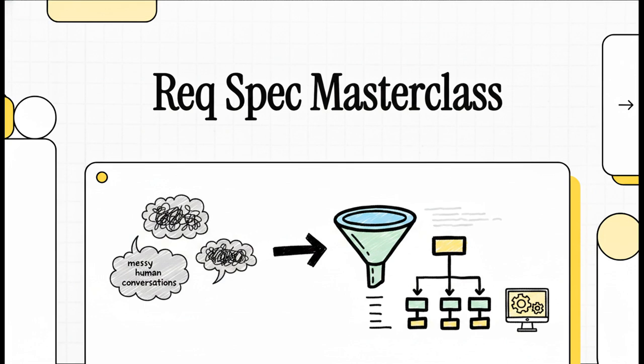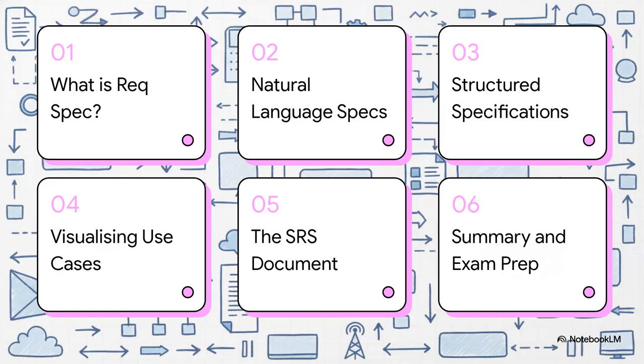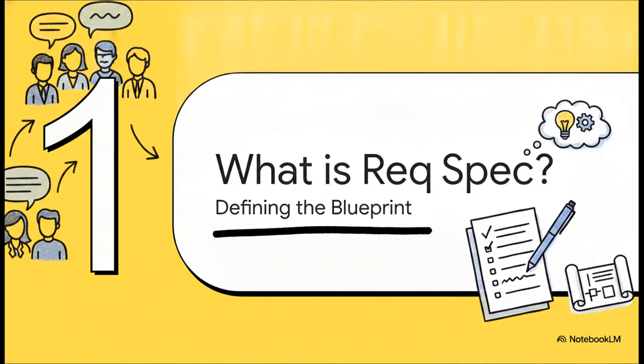We're going to take this nice and slow, step by step, to make sure you understand exactly how to define system behavior perfectly. So here's our game plan for the day. We'll start with what requirements specification actually is, then look at natural language specifications, structured specifications, visualizing with use cases, and finally the SRS document and your exam prep. We really need to lay this solid foundation before we even think about writing complex code. Okay, let's dive right into this first section.